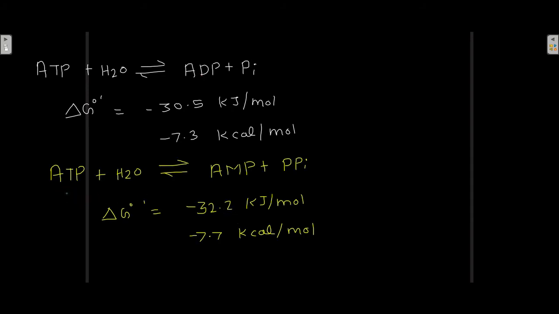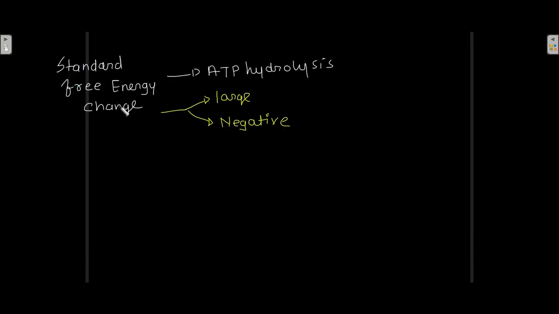Now when ATP is hydrolyzed into AMP, in that case the amount of standard free energy generated is minus 32.2 kilojoule per mole and minus 7.7 kilocalorie per mole. Okay, this much energy you get when you hydrolyze ATP into AMP. So there is not much difference, as you can see here. In this case it is minus 30.5, and in this case it is minus 32.2. Now the standard free energy change of ATP hydrolysis is large and negative.